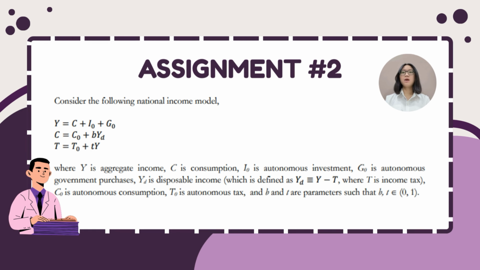The given question is: consider the following national income model: Y equals C plus IO plus GO, C equals CO plus BYD, T equals TO plus TY, where Y is aggregate income, C is consumption, IO is autonomous investment, GO is autonomous government purchases, YD is disposable income, which is defined as YD identically equal to Y minus T, where T is income tax, CO is autonomous consumption, TO is autonomous tax, and B and T are parameters such that B and T are elements of the open interval (0, 1).